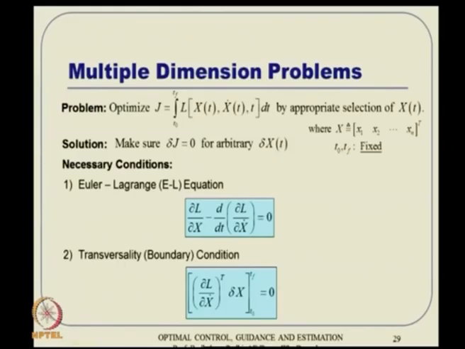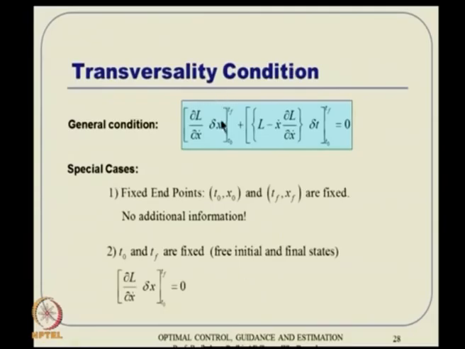Now, similarly the transversality condition also turns out to be fairly similar, assuming T naught and Tf are fixed, so that this term doesn't come in. Okay. Tf and T0 are fixed, then the variation of Tf is 0 and the variation of T naught is also 0. So, this entire term drops out that way.